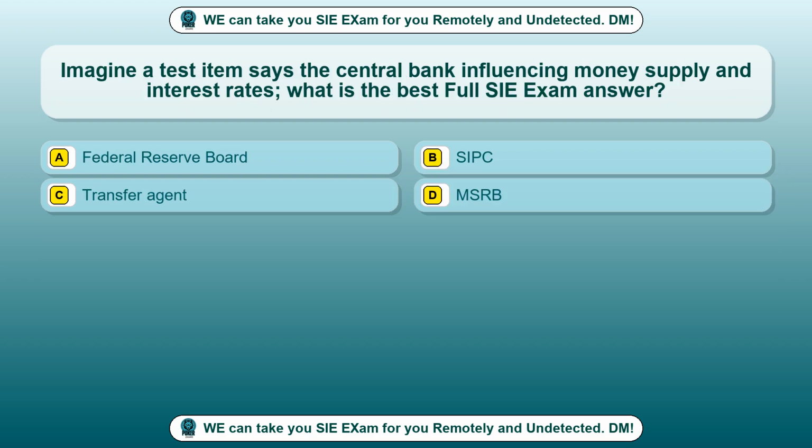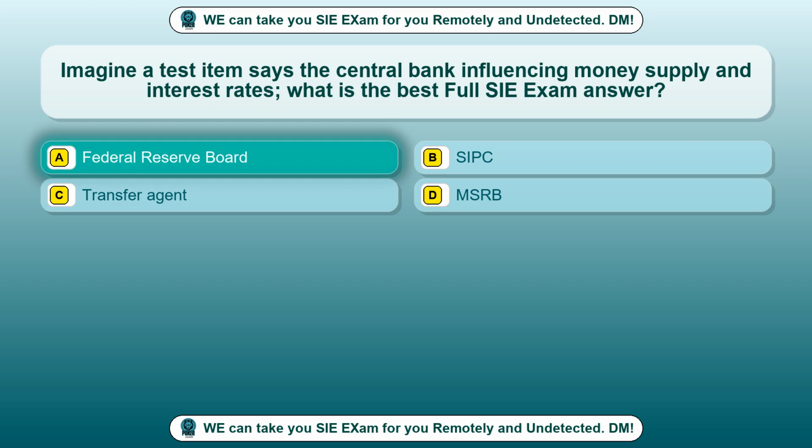Question 23. Imagine a test item says the central bank influences money supply and interest rates. What is the best full SIE exam answer? Option A, Federal Reserve Board. Option B, SIPC. Option C, transfer agent. Option D, MSRB. The correct answer is option A, Federal Reserve Board.